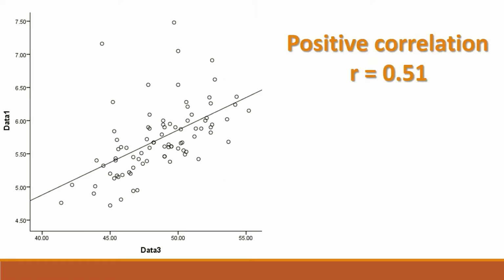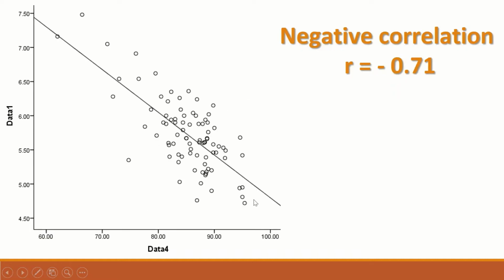Now, drawing the scatter plot, here is a simple scatter plot that shows the relationship between the two variables. Here, data 1 and data 3, and as we can see, there is a positive relationship, and the R is 0.51. And there is also association between data 3 and data 1.